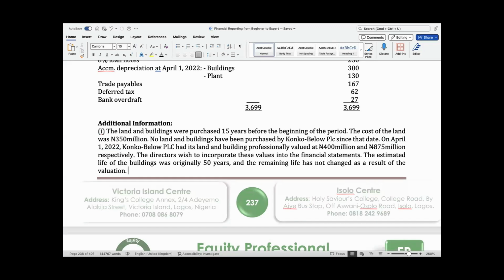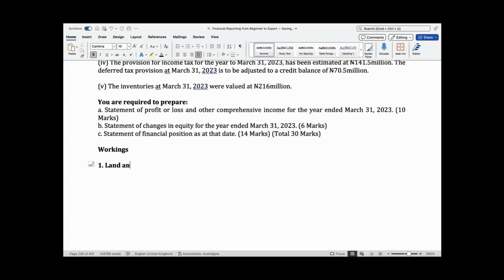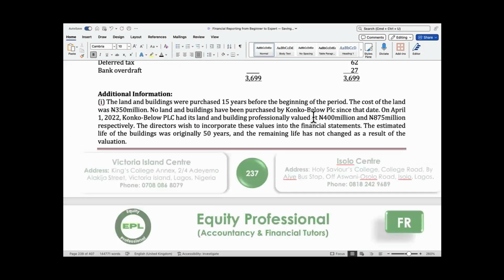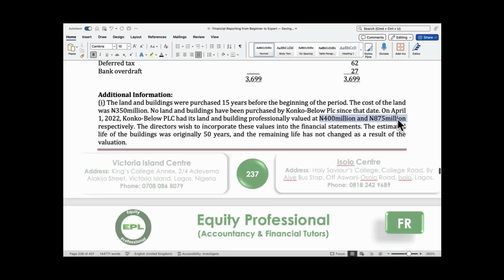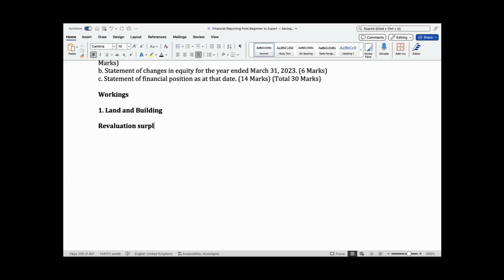So my workings first. Let me start with my land and building. The first thing that is relevant here is the fact that they revalued the land and building. And like I taught you under IAS 16, as soon as the revaluation occurs, the relevant calculation is for us to determine revaluation surplus or deficit. So I'll come here and determine my revaluation surplus or deficit.